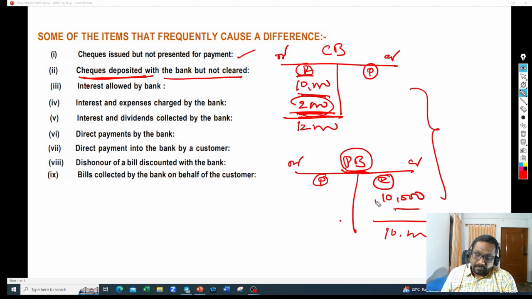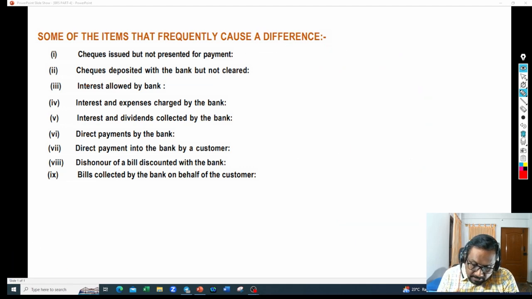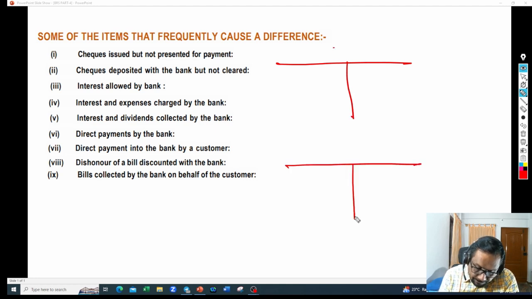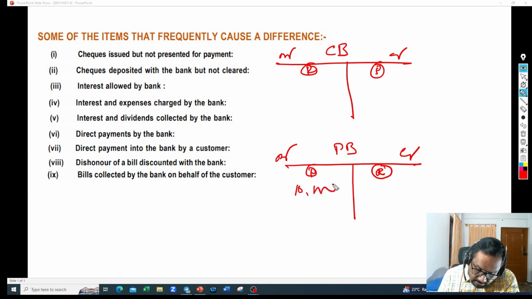Are you clear? Right. Next. I'm sorry, guys. This is something I need to write every time because Epic Pen doesn't have that facility. So again, I'm going back. This is 10,000. So I have 10,000 rupees balance again.